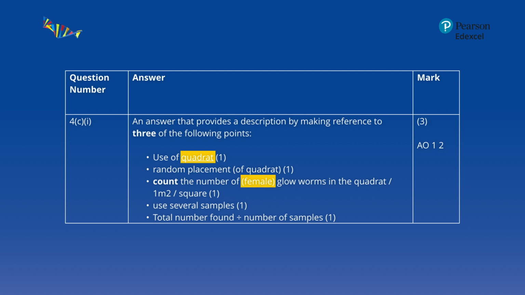Words in brackets, like female on the mark scheme, do not need to be there, but it must be clear from your answer that you're talking about the right thing. So you don't need the word female to get the 3rd marking point, but you can't state all glowworms or male glowworms, as this would be the wrong sample. Words in bold also do not need to be there. Alternative words can be used. So for example, tally the amount would be okay for the mark for count.